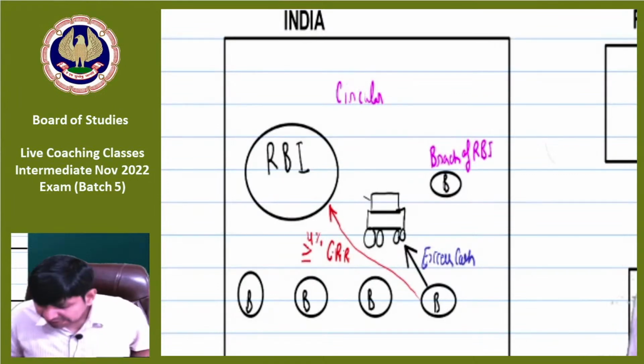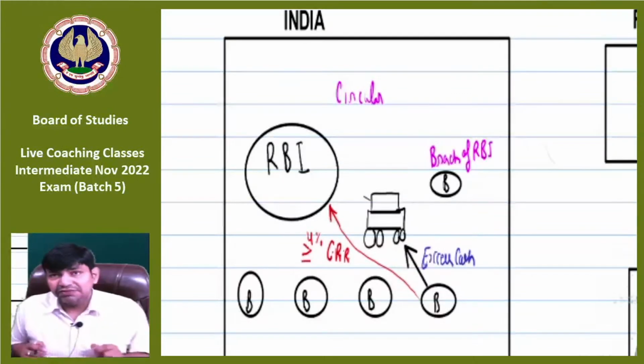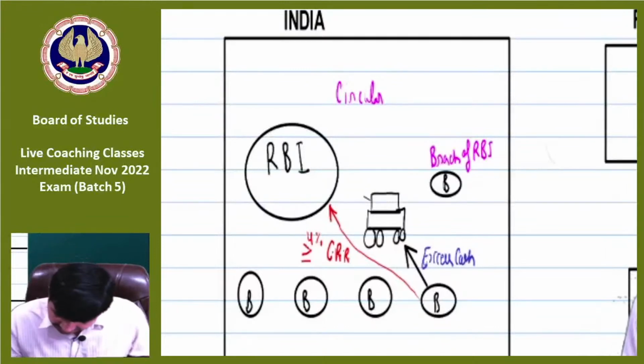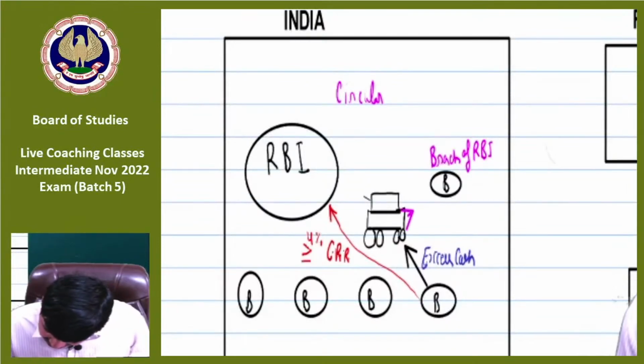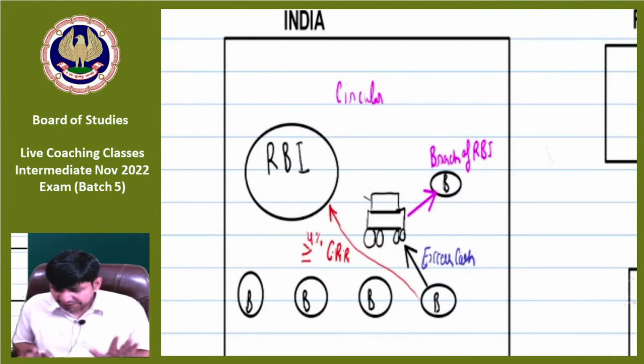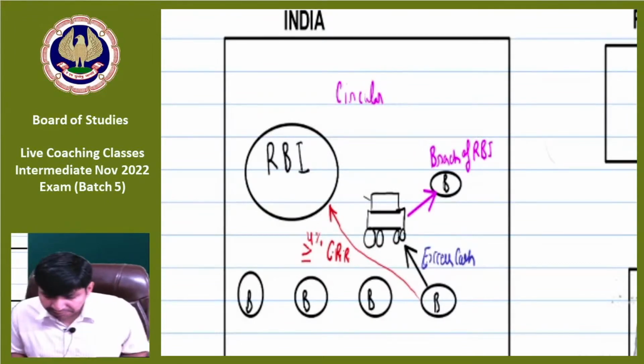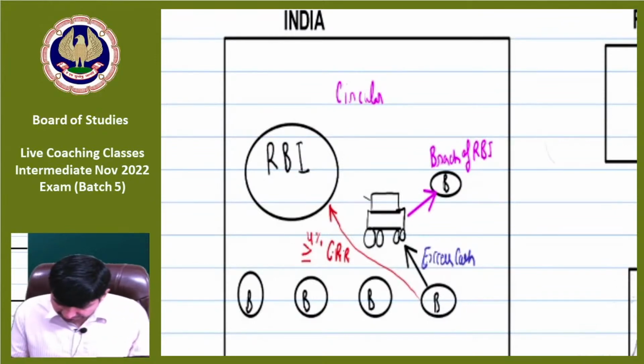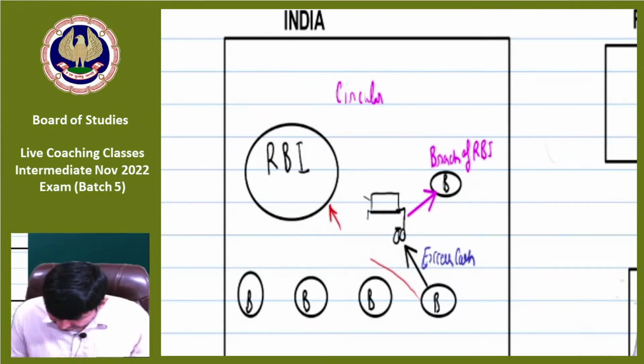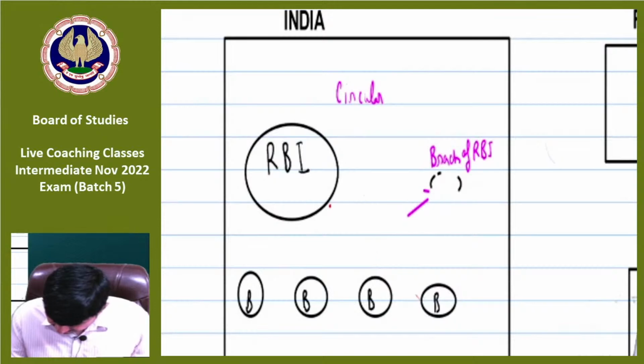RBI, to whom we say this is the currency chest. We say practically in life it is a currency chest. Okay, beta, this is the scenario. First, you have to understand this thing. Now I am coming to the next part of the theory part. Now I am removing the CRR part.